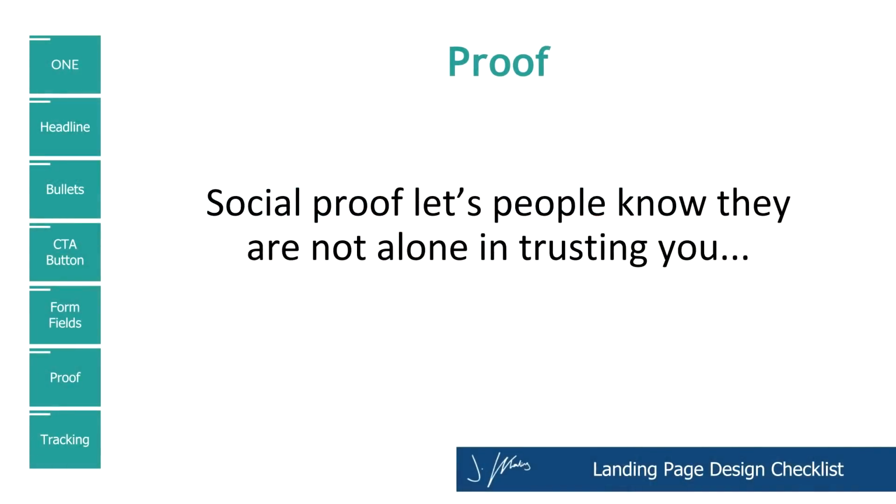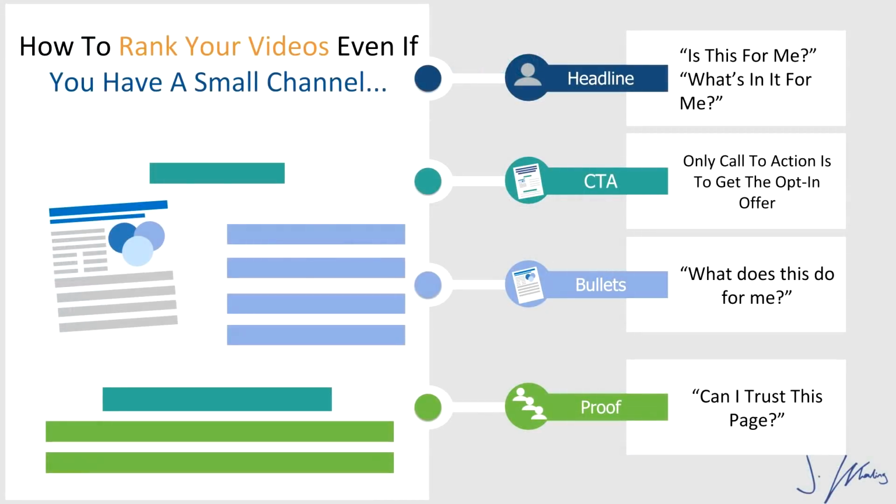Now, the second to last one we have is proof. And this is where you're showing people that they can trust the page that they just came to. Because chances are you're going to have a lot of cold traffic or new traffic coming to your landing page, and they're not necessarily comfortable with who you are or who your company is. And so they need something that tells them they're not stupid for entering their name and email, because nobody wants to admit that they entered their name and email on a page and then they started to get spam, right?